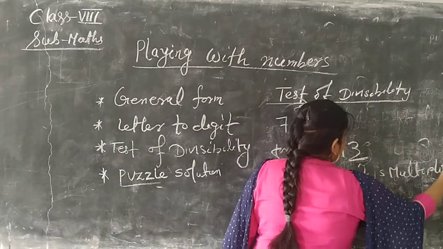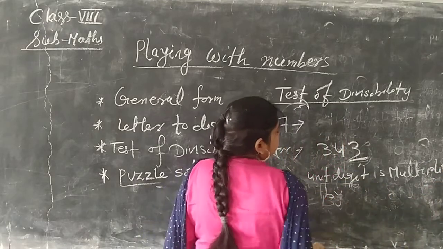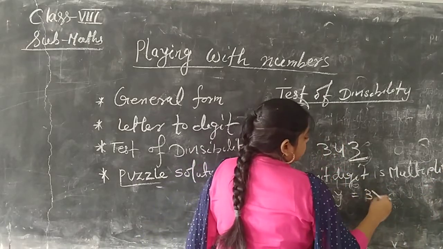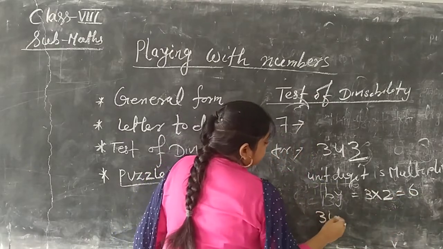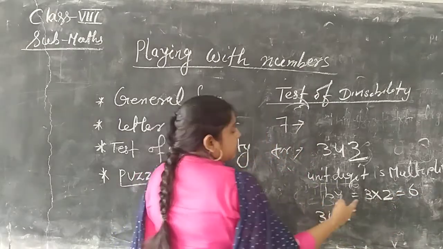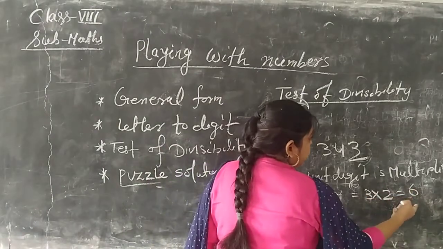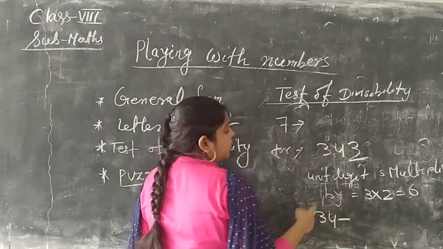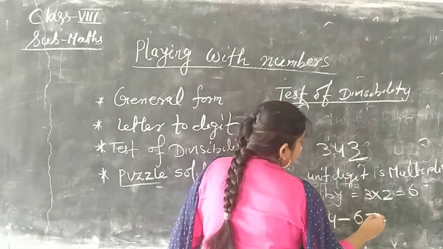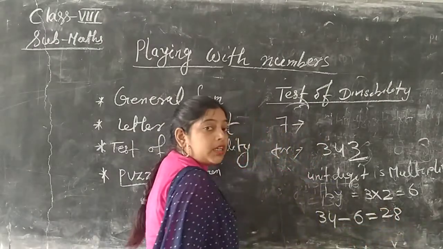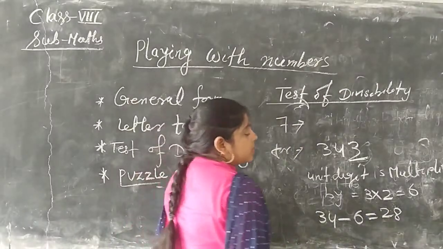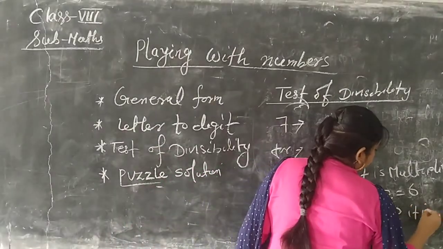The unit digit is multiplied by 2. So we check 3 into 2 is equal to 6, and the rest of the digits minus the last digit multiplied by 2. So 34 minus 6 is 28. So 28 is a multiple of 7. Yes, of course. So it is divisible by 7.